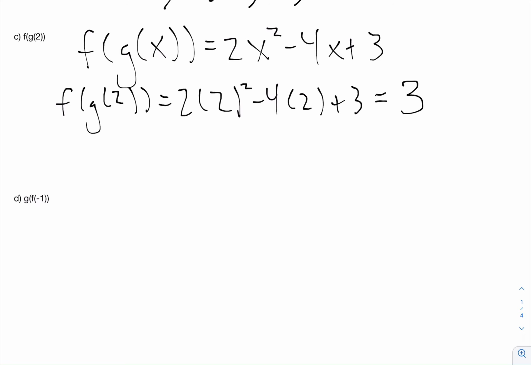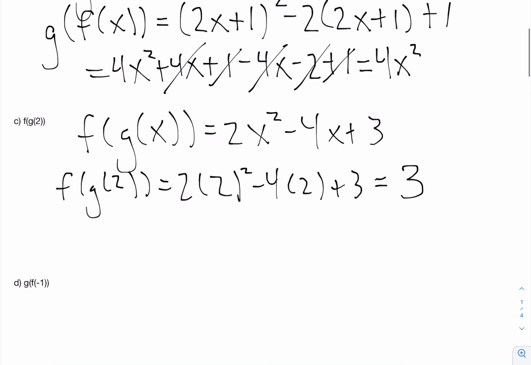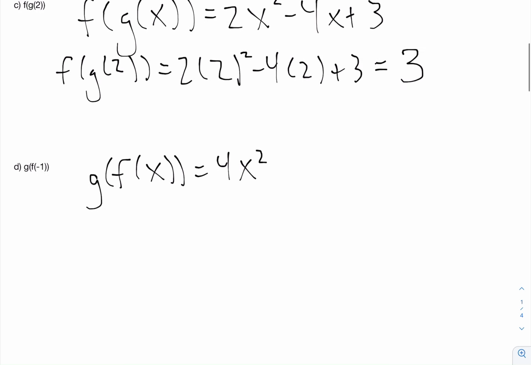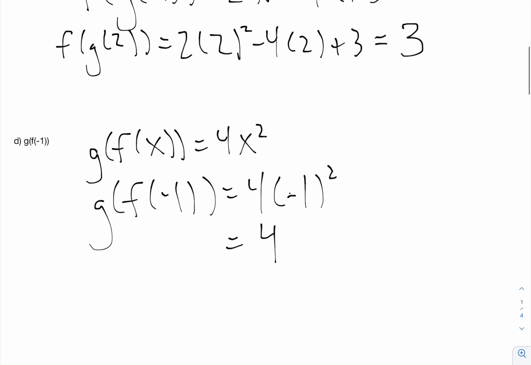Now let's go g of f of negative 1. Well, g of f of x is just 4x squared. We determined that in part B. So g of f of x equals 4x squared, right? And if x is negative 1, we can just plug that in for x. So it's going to be 4 times negative 1 squared, which is 4 times positive 1, so that's just 4. So your answers are 3 and 4 for that there.